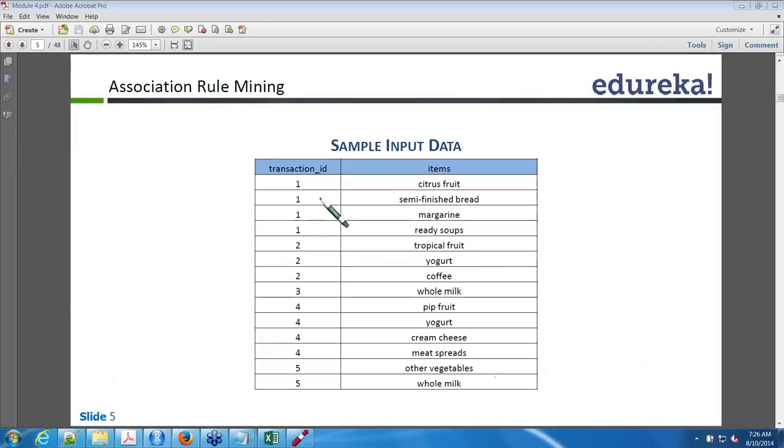Okay. So if you look, there's a transaction ID and the items purchased together. The basket model comes from the transaction. In a single transaction, what are the products purchased together? Here, citrus fruit, semi-finished bread, margarine, ready soup are purchased together. Similarly for transaction 2, these were the products purchased together. I have many transactions, and each transaction is equivalent to one basket. That's the meaning of it: transaction is equal to basket. In a basket, what are all the products purchased together? Hi, Madhu.